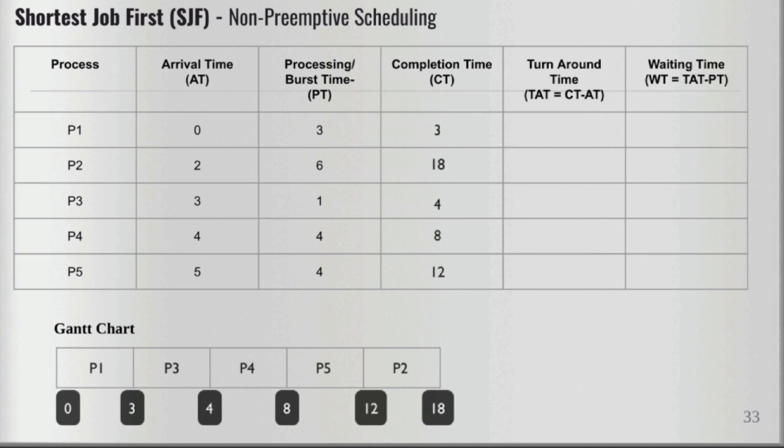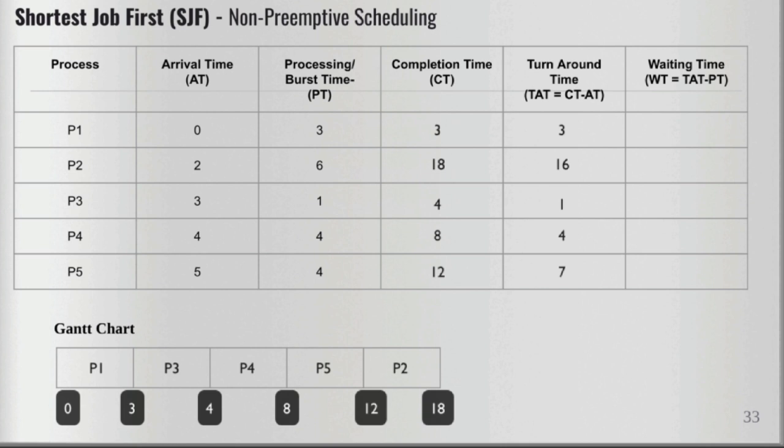Turnaround time will be equal to completion time minus arrival time. So completion time is this, arrival time is this. So 3 minus 0 is 3. Similarly, P2 will be 18 minus 2, which is 16. P3, 4 minus 3, which is 1. 8 minus 4, 4. 12 minus 5 is 7.